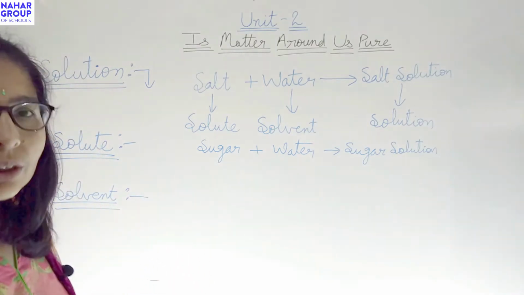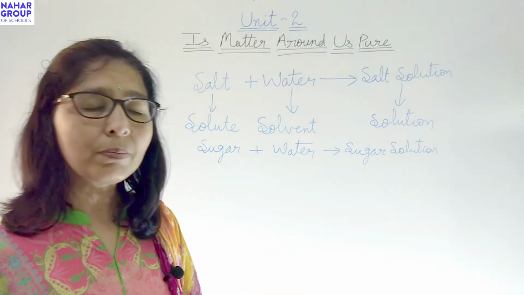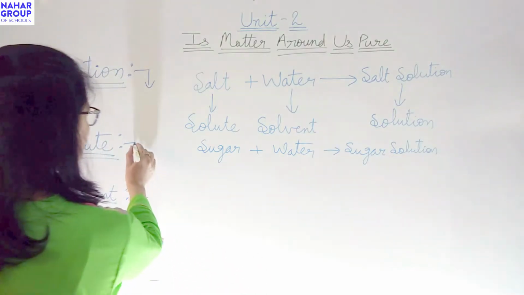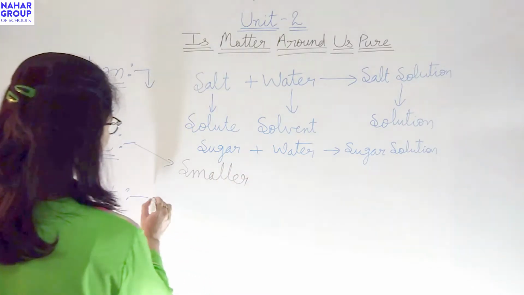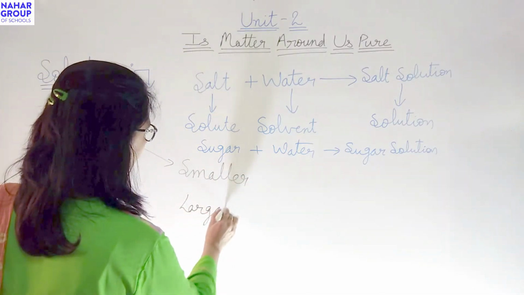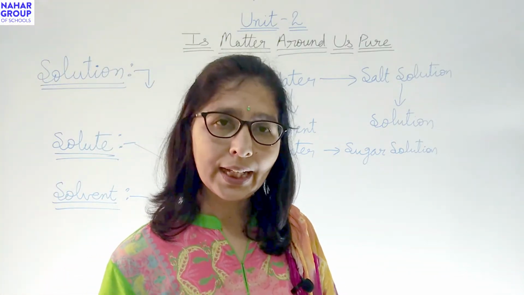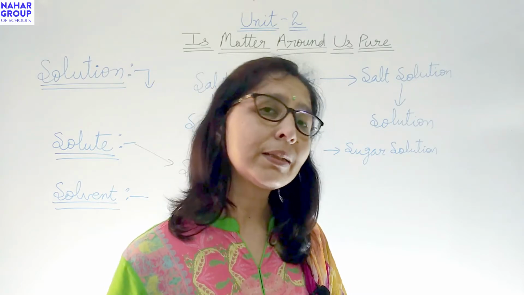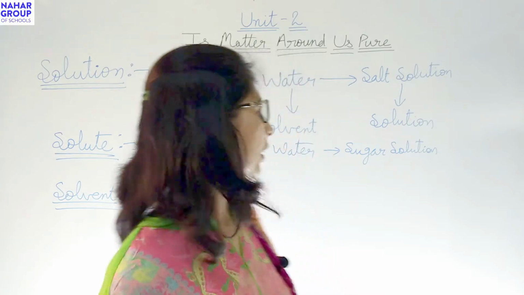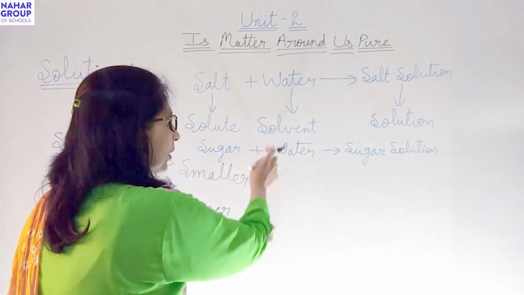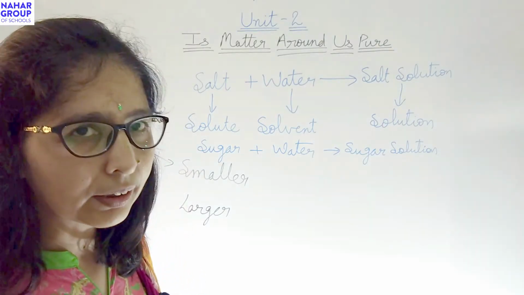Second is solvent. Solvent is that component which is present in the larger amount. Solute is present in the smaller amount, and that which is present in the larger amount is solvent. In other words, the substance in which any other substance can be dissolved in any solution is called the solvent. For example, in both the examples, water is used, that water is a solvent.